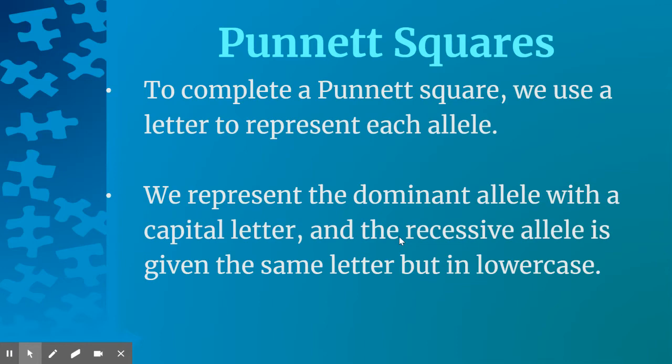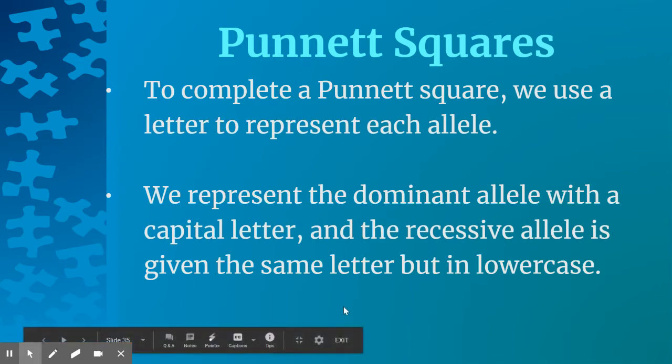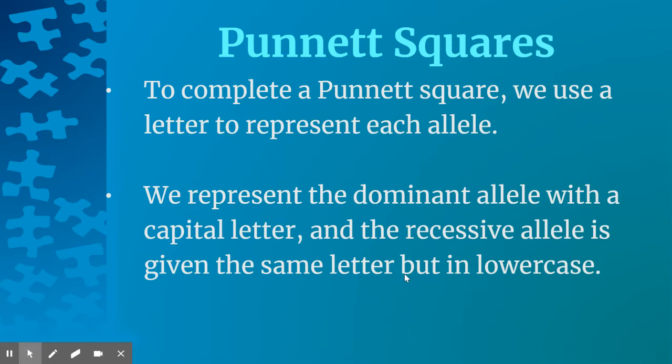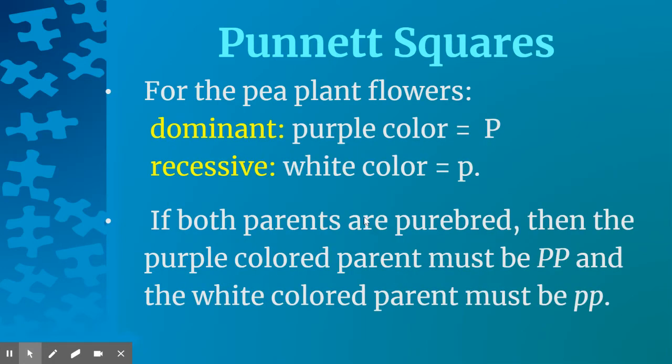You've heard of a Punnett square before. I know you have. You did these in life science. To complete a Punnett square, we use a letter to represent each allele. You knew that. We represent the dominant allele with a capital letter. You already knew that. And the recessive allele is given the same letter but in lowercase. So for our pea plant flowers, I told you that the purple color is dominant. So that's going to be letter P because we pick the letter based off of the dominant phenotype. So letter P. And the recessive is going to be lowercase p. It's not W.